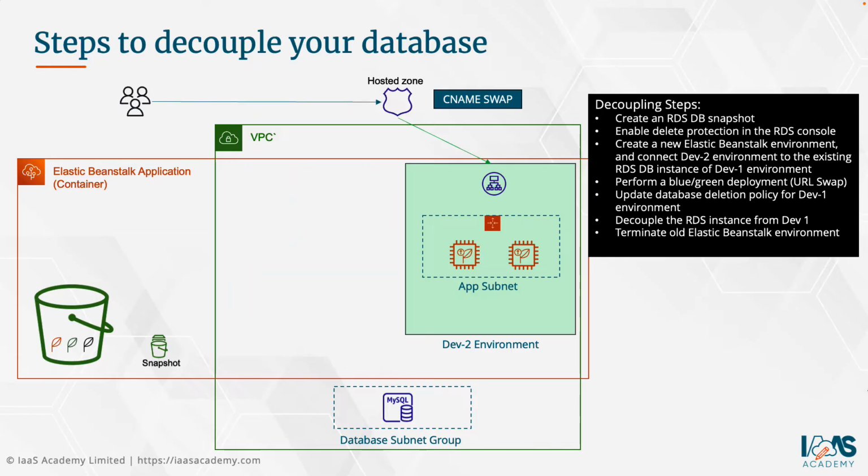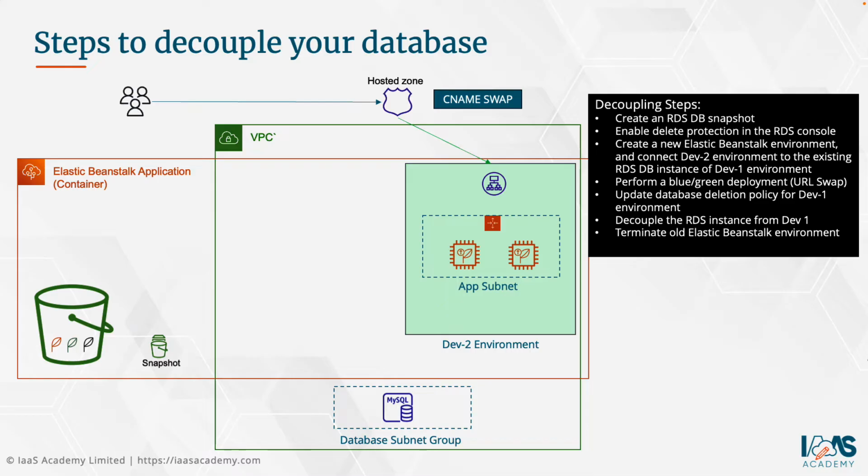And so these are the steps that you would take if you have started off with an environment that has the database tightly coupled and the deletion policy was set to delete, so all of the default configurations, and you've decided that you want to decouple the database and build new environments. So you want to follow these steps very carefully. Now, if you're taking the AWS Solutions Architect exam, you probably want to remember these steps as well, because you might get a scenario type question there.